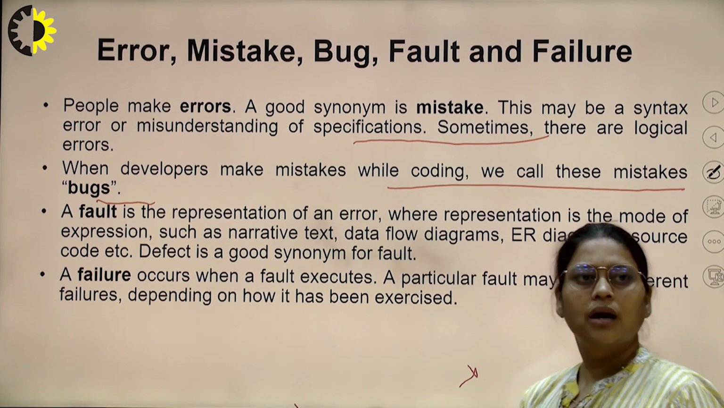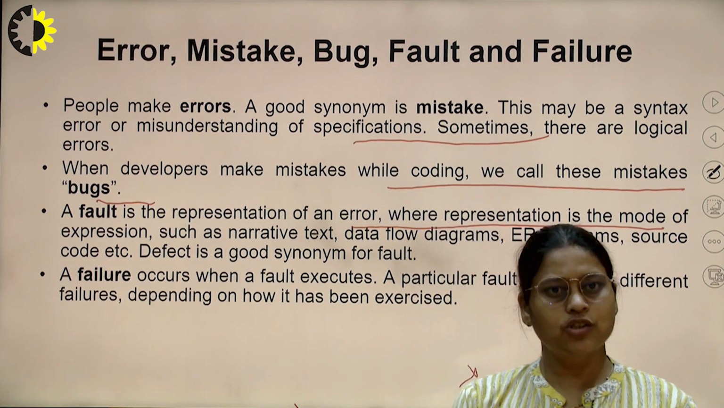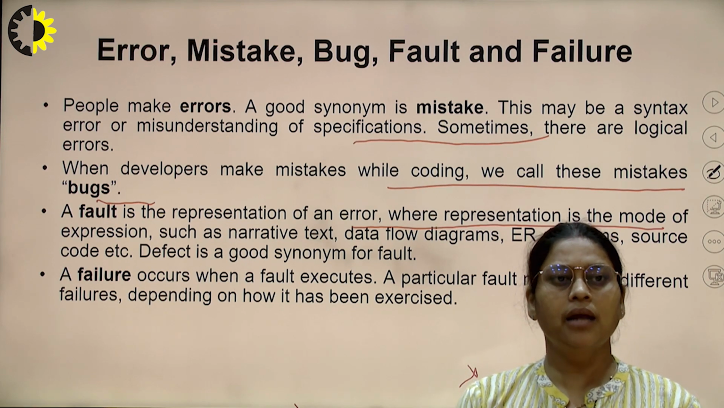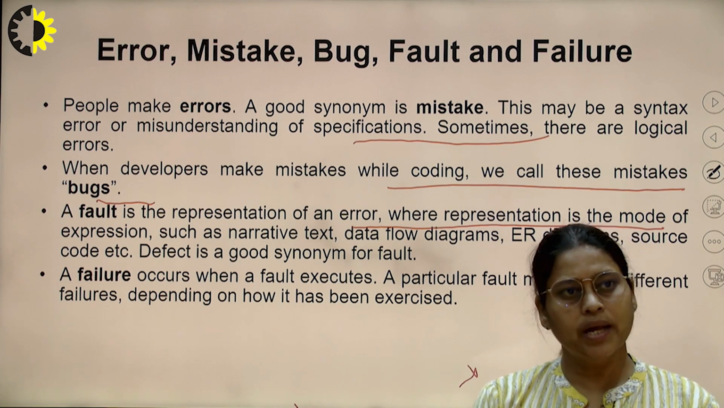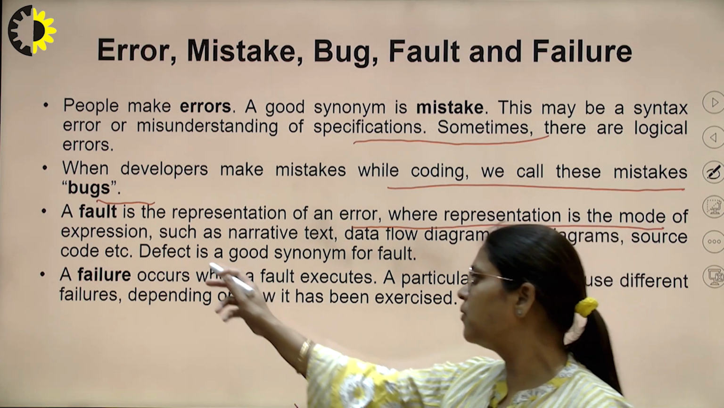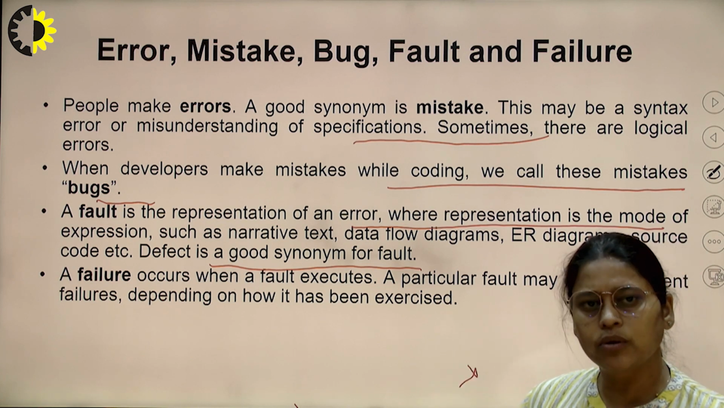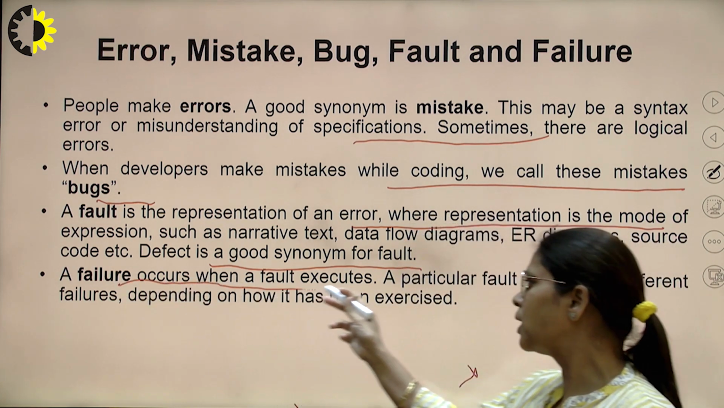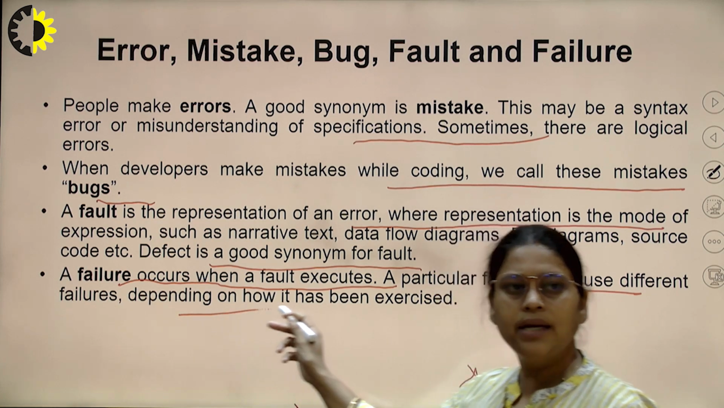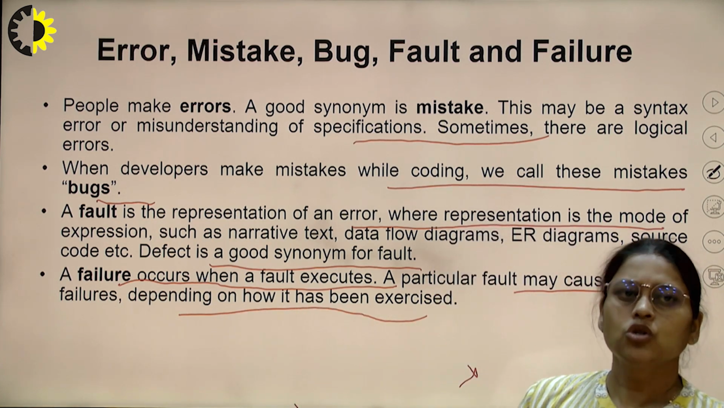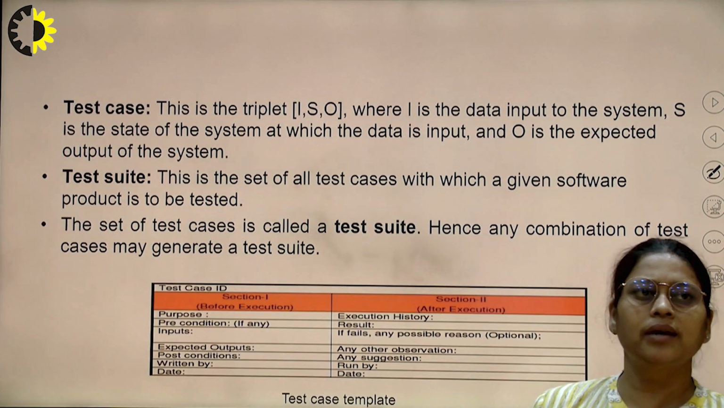Now what is a fault? A fault is the representation of an error, that is, the mode of expression. For example, narrative text, data flow diagram, an error in the ER diagram, in the source code, etc. And we can say defect is a good synonym for fault. So when a fault is executed, then a failure occurs. A failure occurs when a fault is executed, and a particular fault may cause different failures depending on how it is exercised. So these are the various terms related to errors or mistakes in the software.